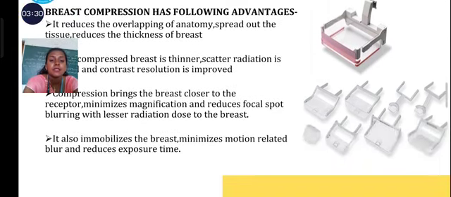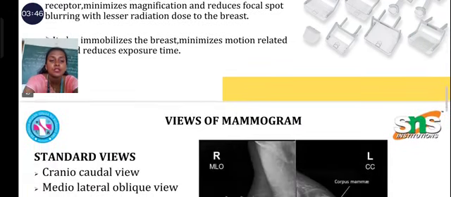Compression brings the breast closer to the receptor, minimizes magnification and reduces focal spot blurring, with a lesser radiation dose to the breast. It also immobilizes the breast, minimizes motion related blur and reduces exposure time.